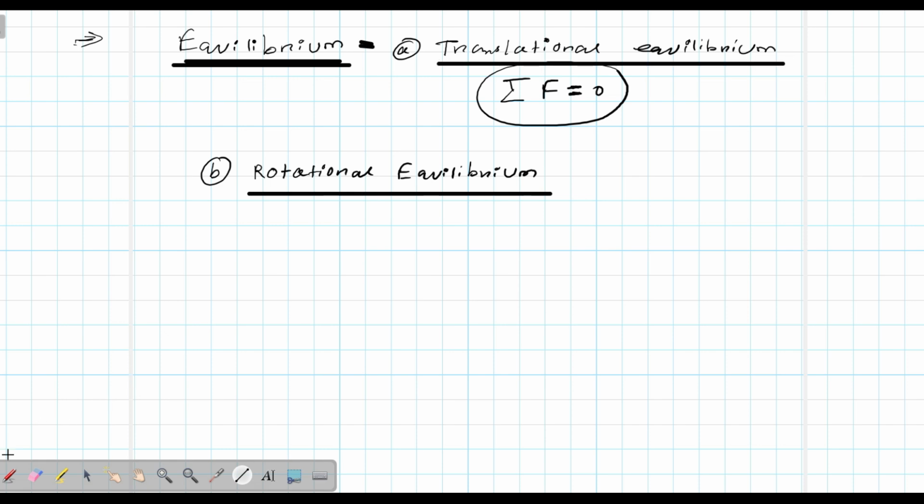Next is rotational equilibrium. Under rotational equilibrium, the summation of tau equals 0. So that is rotational equilibrium. Let us see a question based upon this translational equilibrium.